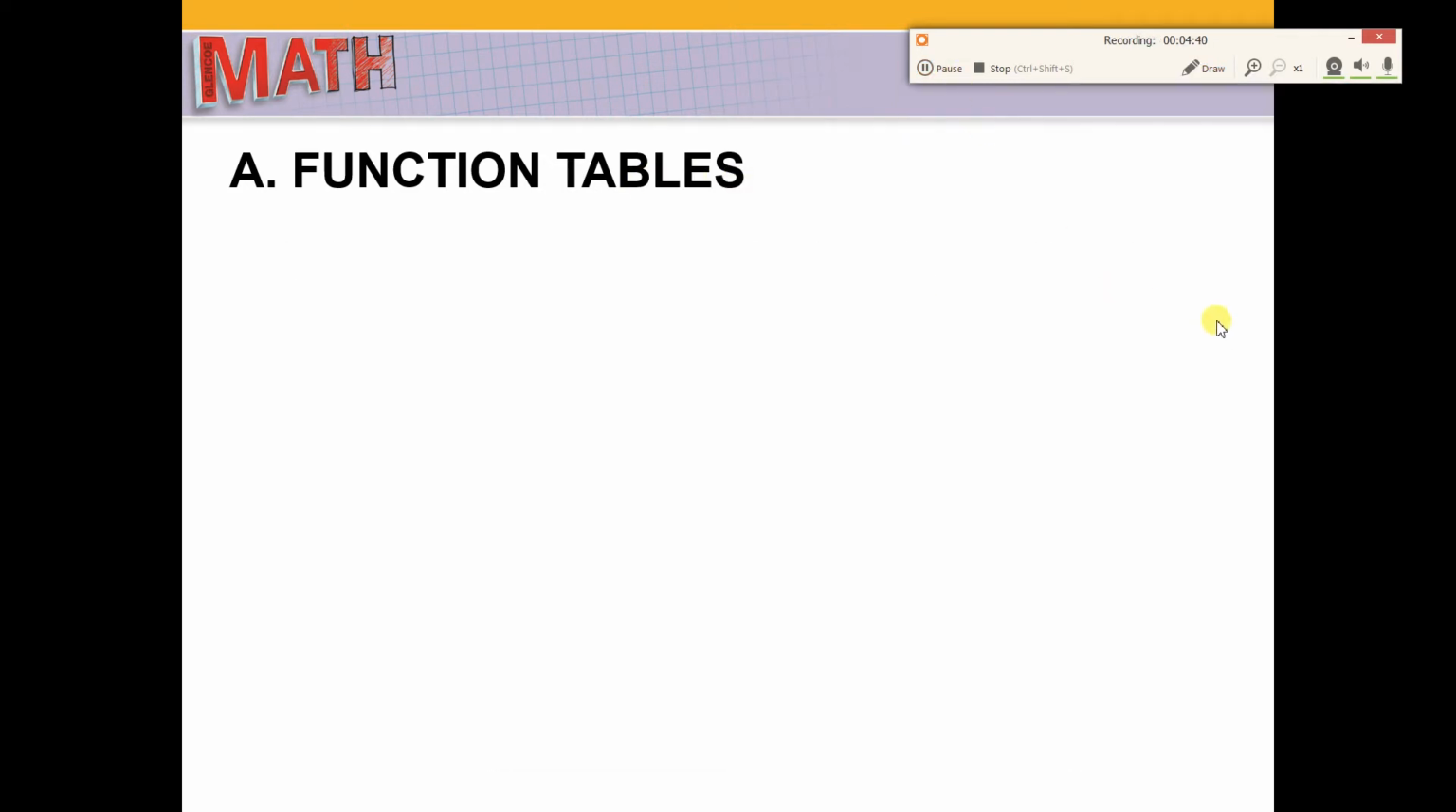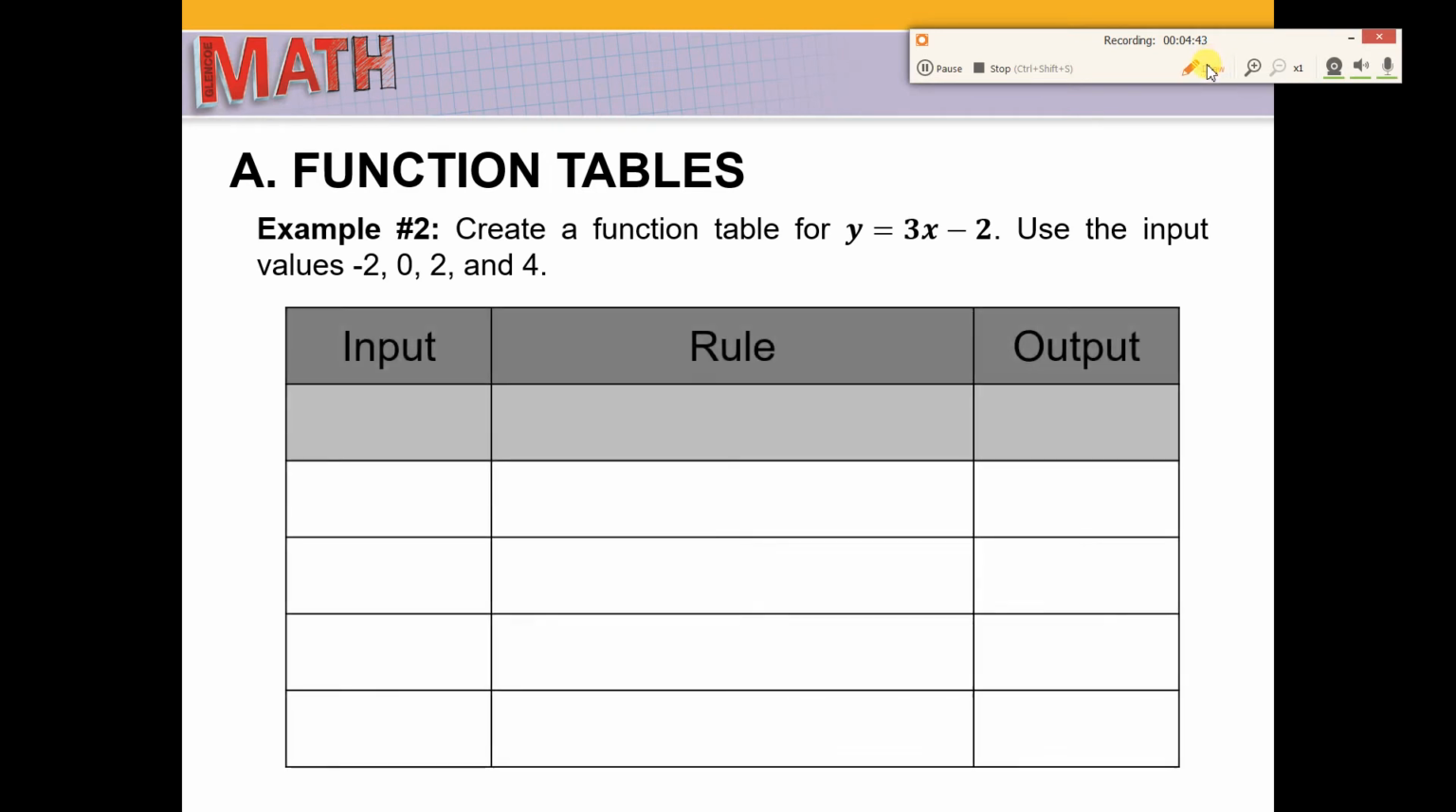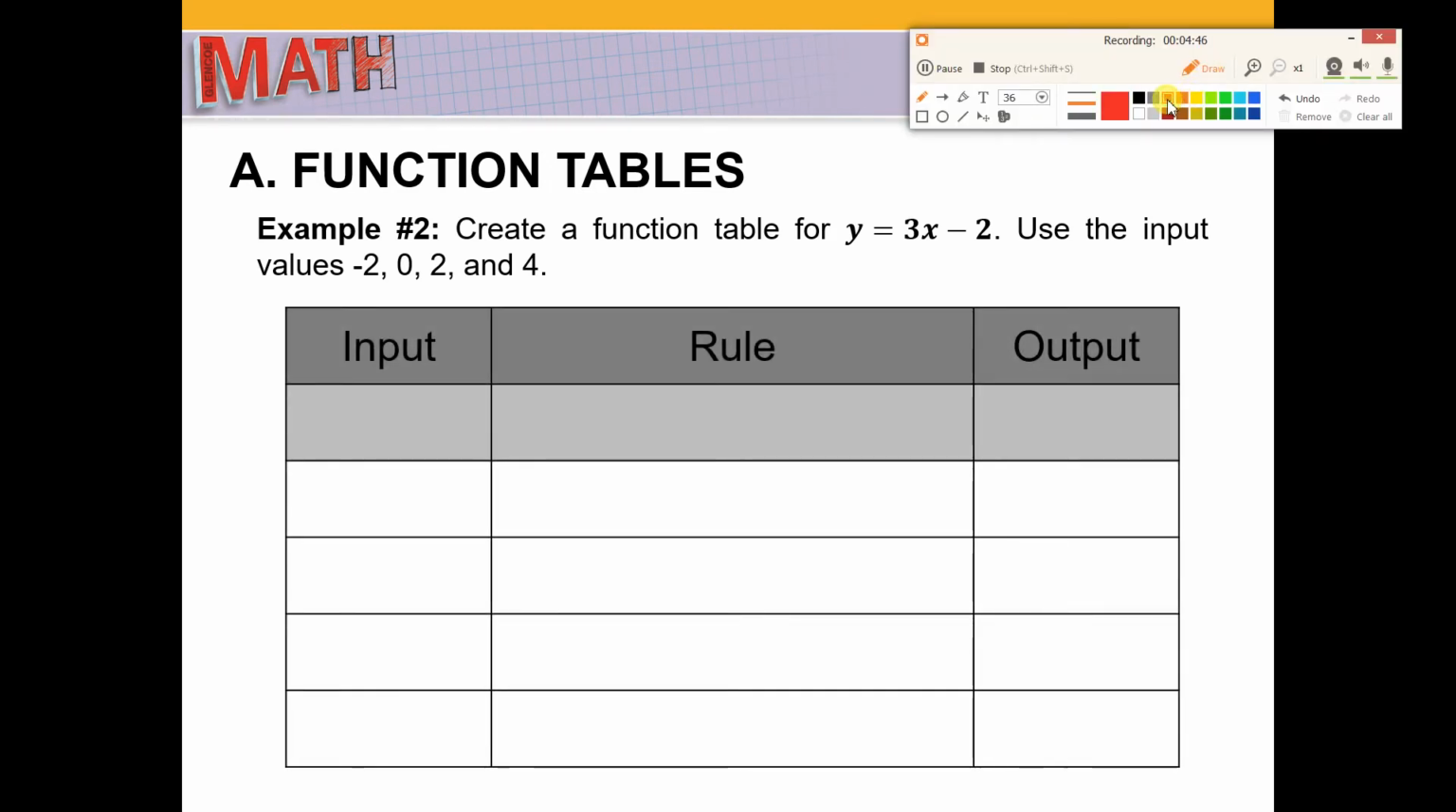Okay, let's have another example. Okay, number 2. Create a function table for y equal 3x minus 2. Use the input values negative 2, 0, 2, and 4. So we know that the input values are x and the output is of course y. And then our rule is in the given, and that would be y equal 3x minus 2. And then the input values that we will put here are also given. So we have negative 2, 0, 2, and 4.